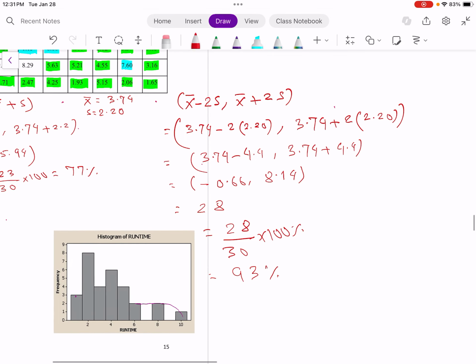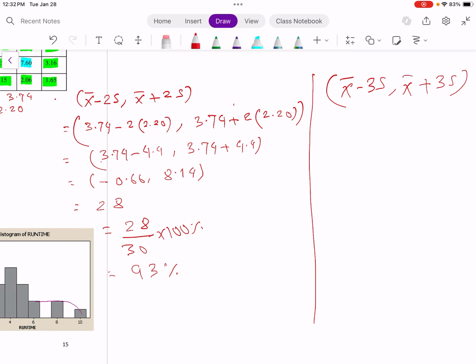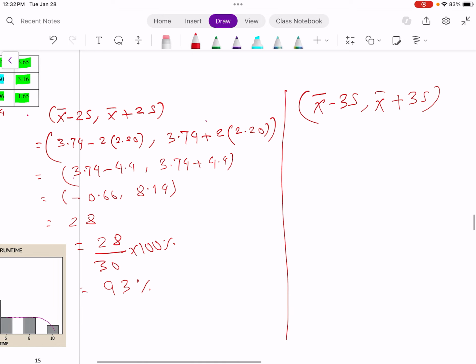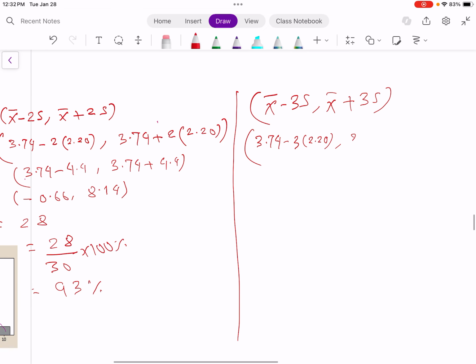So what will be the interval for 3 standard deviation of a mean? It is x bar minus 3s to x bar plus 3s. This is 3 standard deviation of mean. Okay, we are using x bar, so this is of mean. Now let's substitute. So x bar is 3.74 minus 3 times 2.20. X bar is 3.74 plus 3 times 2.20.